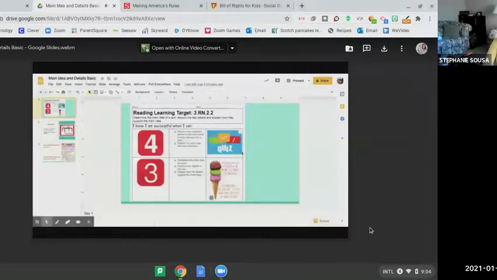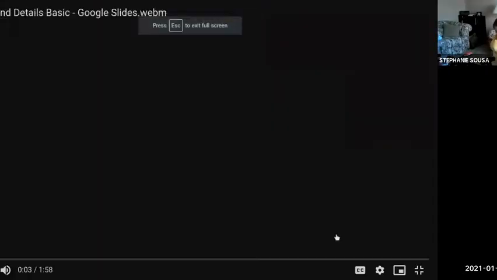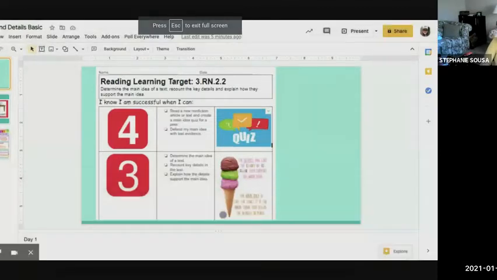Main idea and key details. Reading Learning Target 3.RN.2.2. To be successful with this, you need to be able to determine the main idea of a text, recount the key details, and explain how they support the main idea. Today, we're going to be doing all three: determining the main idea of a text, recounting key details, and explaining how the details support the main idea.